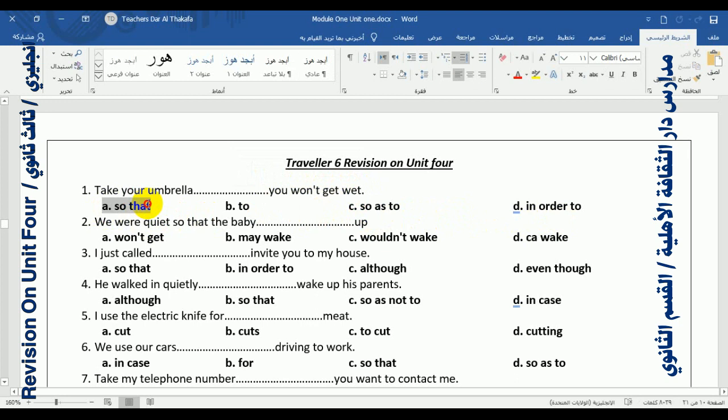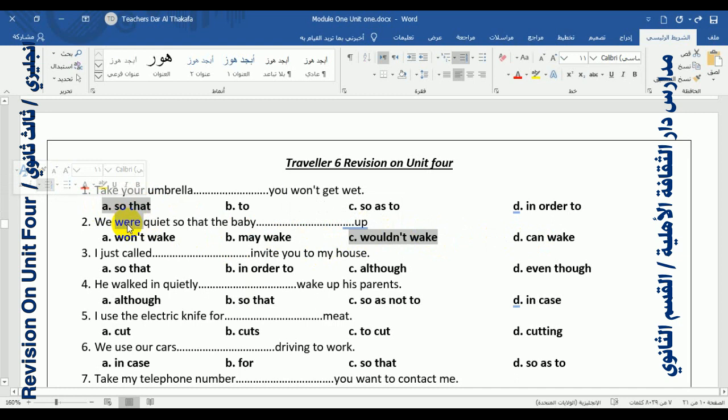Number 2: we were quiet كنا في هدوء so that the baby عشان الولد ما يصحى. طبعا هنا عندي were past ماضي، يبقى لازم اختار هنا كلمة ماضي. What do you say؟ Want to get ولا may want get؟ لا هنا want to wake المفروض. Won't wake ولا may wake ولا wouldn't wake ولا can wake؟ طالما إن في هنا were يبقى your correct answer لازم تكون في الباست، يبقى اقول wouldn't wake. يبقى number one so that لكي والثانية عشان were، يبقى لازم اقول wouldn't wake.